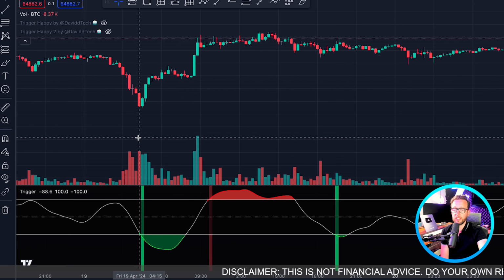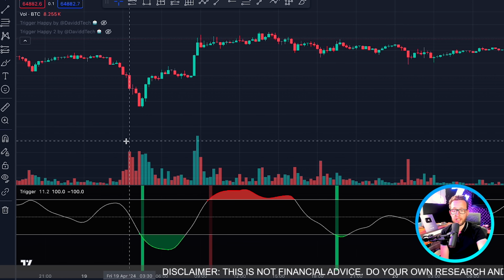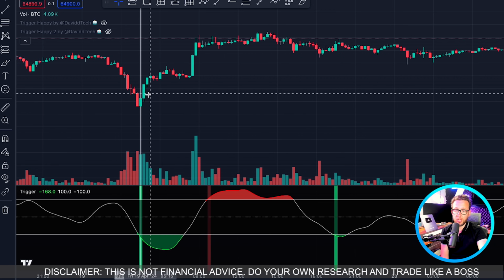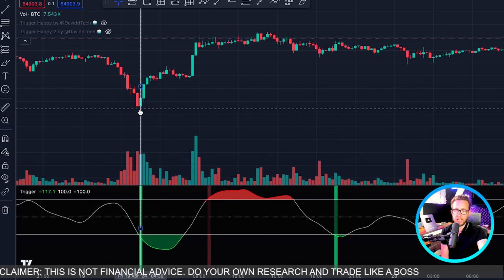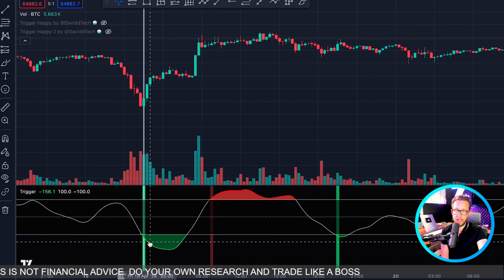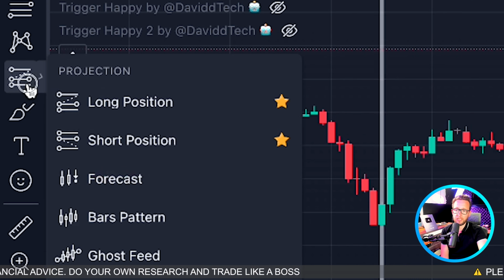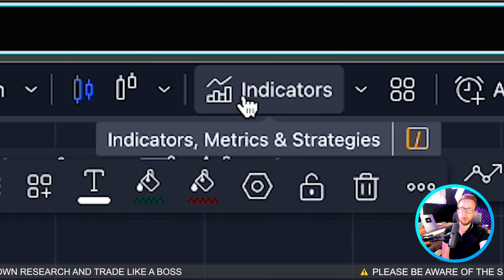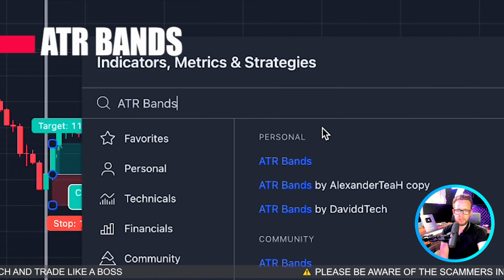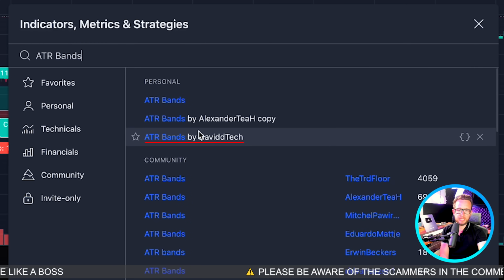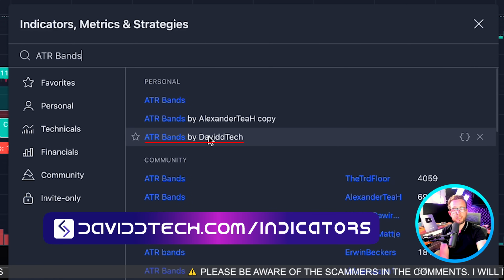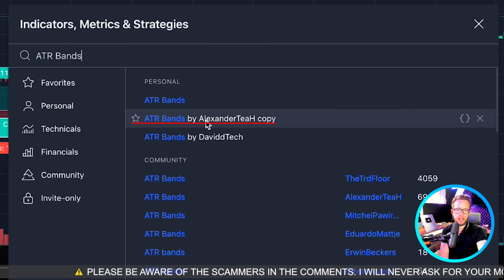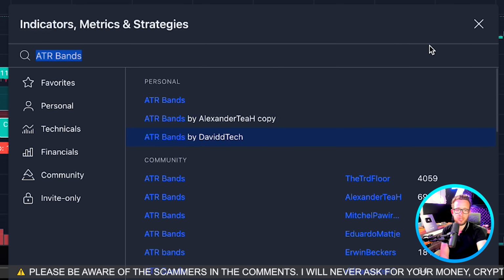So our entries are pretty simple. As you can see, it looks pretty good on this entry just here. We're going to be buying, or longing, the market as we go into this green area. We're going to put our long position on the next candle, and we're going to set our stop loss to the ATR bands. We're going to be using the ATR bands by David Tech, which are also on davidtech.com/indicators, or you can use this one here by Alexandra TH. I'm certainly going to be using this one here.